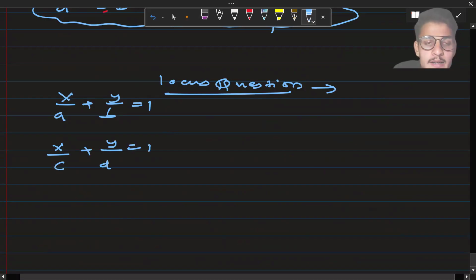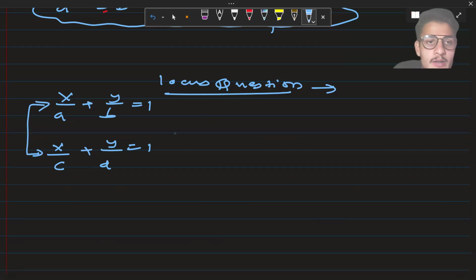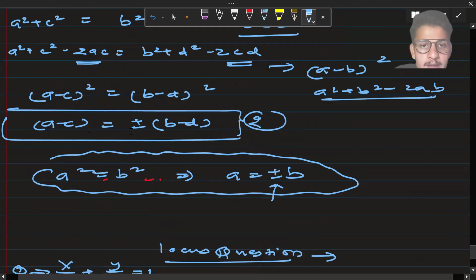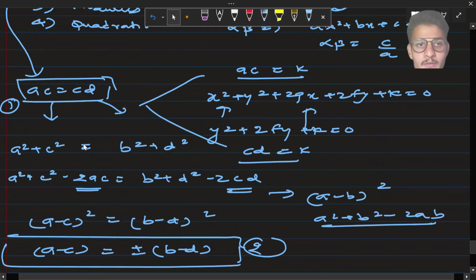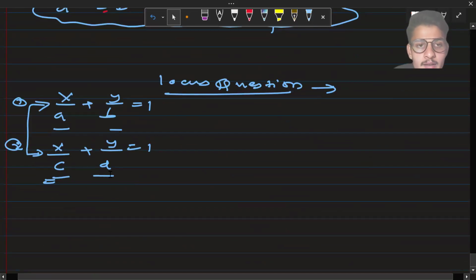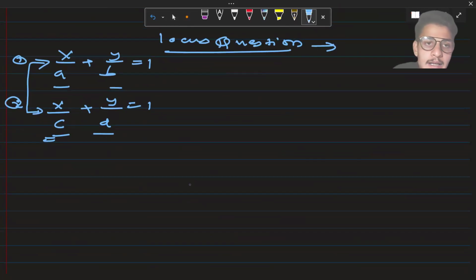So what you do is satisfy one into the other, and you reach a point where some relation is formed between these A, B, C, D. So use the conditions like A minus C, B minus D, or whatever is given in the question, AC equals CD. Use these conditions and get a relation between X and Y and eliminate these A, B out of that. We will see, let's solve here.